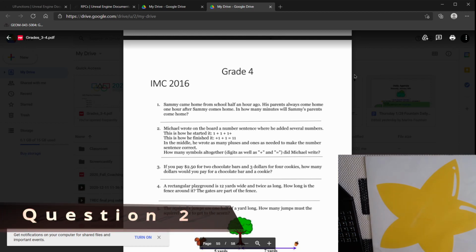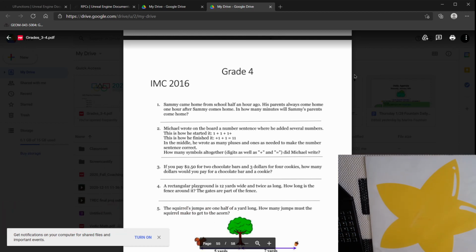Michelle wrote on the board a number sentence in which he added several numbers. This is how it started, 1 plus 1 plus 1, and so on until this is how we finished. Equals 11. So that means 1 times 11 equals 11. So he put 11 1s with pluses. In the middle, he wrote as many pluses and 1s as he needed to make the number sentence correct. How many symbols altogether, digits as well as plus and equals, did Michelle write?